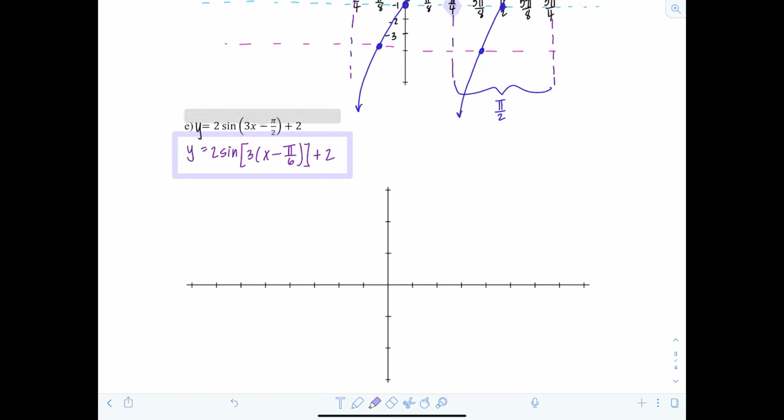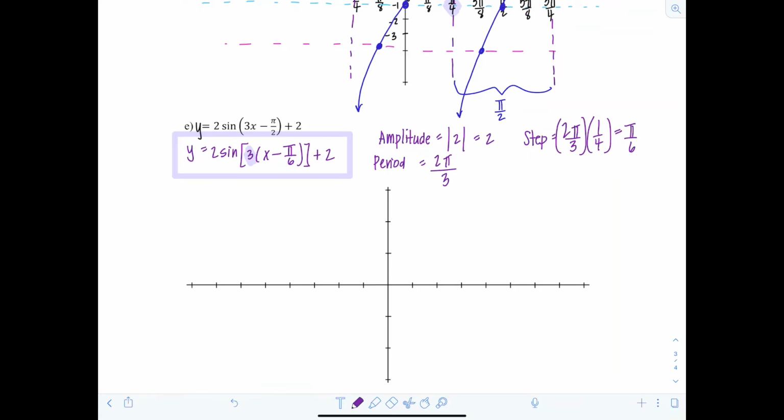Okay. Now, amplitude is the absolute value of 2, so 2. The period is 2 pi divided by the coefficient on x, which is 3, so 2 pi over 3. The step is the period divided by 4. So 2 pi over 3 divided by 4, just think multiply by 1/4. So that's going to be pi over 6.